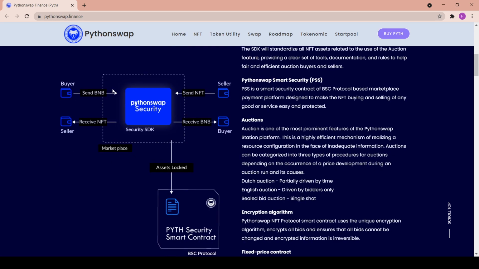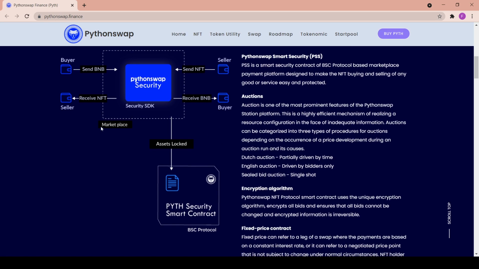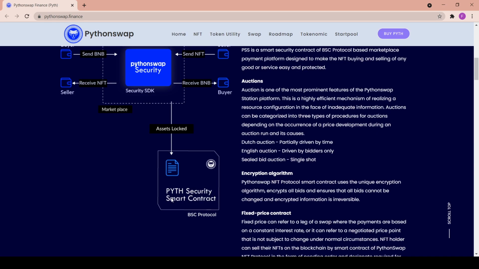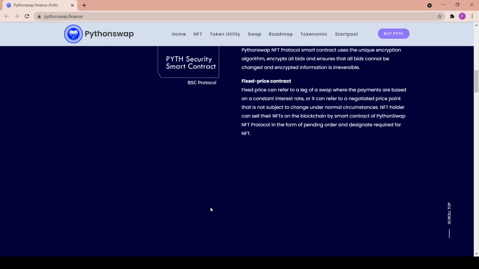As we can see, we have a little infographic in here. So the buyer sends BNB to the Pythonswap security and the seller sends NFT, after which the seller receives the BNB and the buyer receives the NFT. This is the marketplace and the locked assets are under the security smart contract in here.